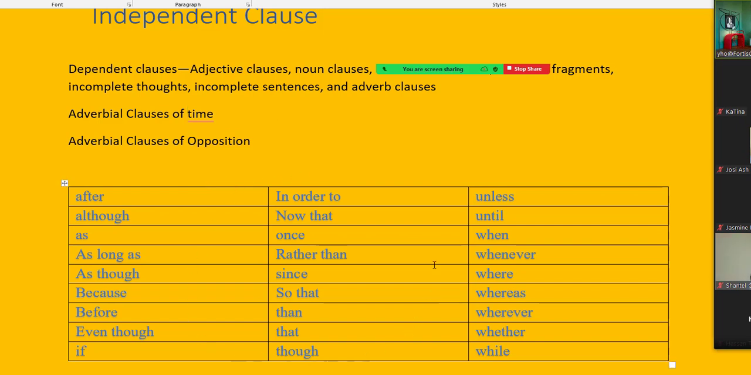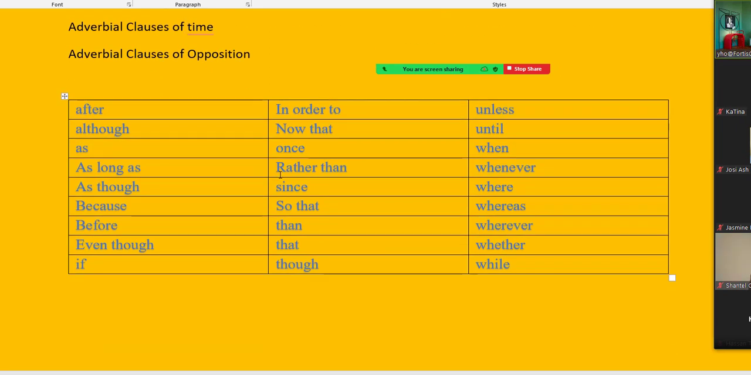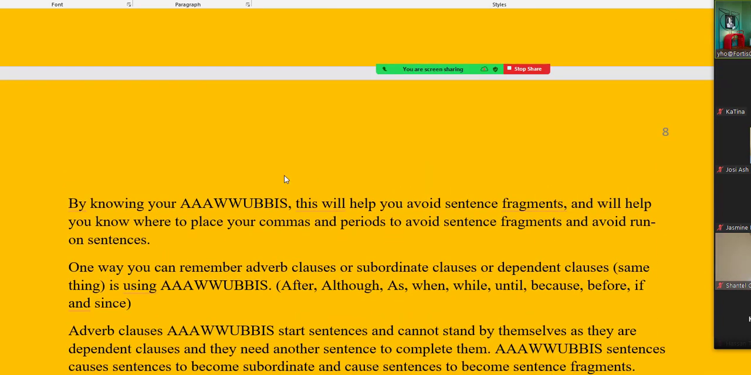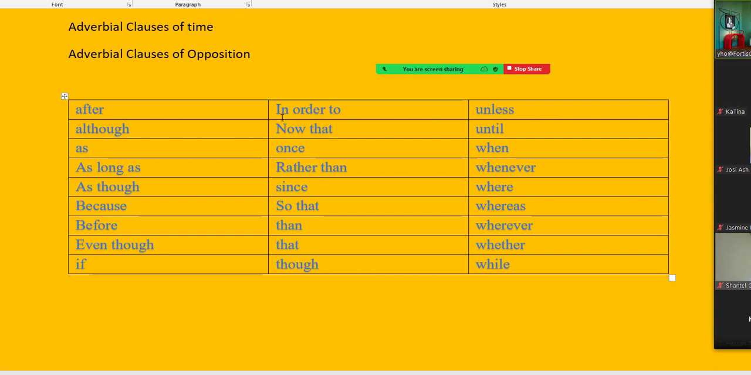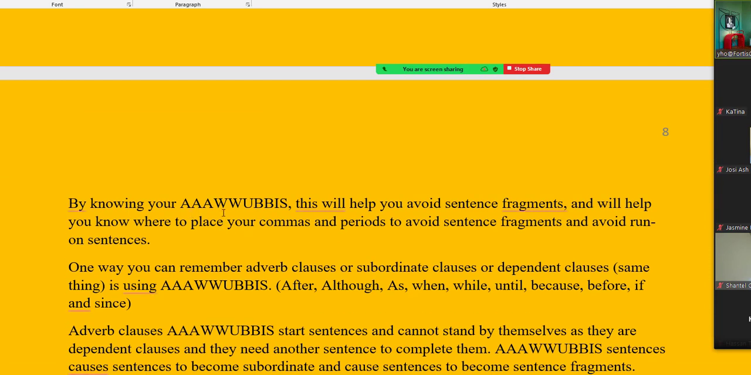So here are all the subordinating conjunctions, okay? After, although, as long as, though. These are all subordinating conjunctions that render an independent clause dependent. So one way for you to memorize your subordinating conjunctions is to use AAAWWUBB. And so AAAWWUBB stands for after, although, as, when, while, until, because, before. So that's how you would memorize that all of these are subordinating conjunctions that start a dependent clause.